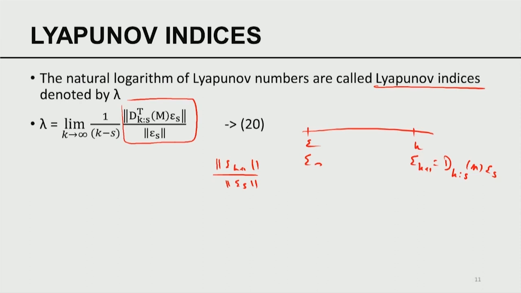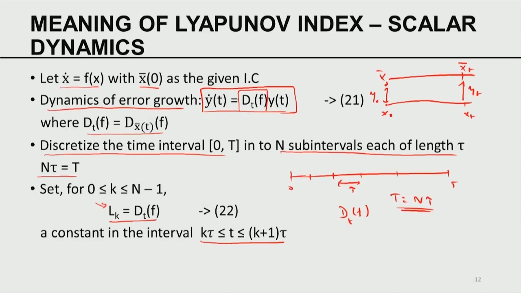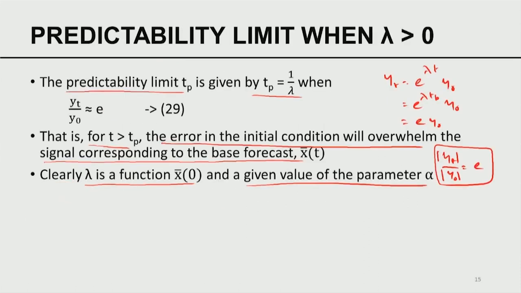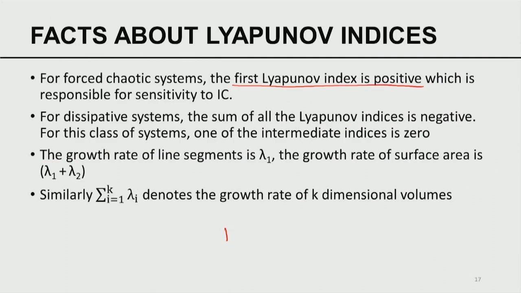So an n-dimensional system has n eigenvalues. N-dimensional systems can have n Lyapunov indices. So if there are n Lyapunov indices, you can talk about the first, second, third, and so on. I'm now going to talk about some of the well-known facts about Lyapunov indices for different types of systems. For a dissipative system, the sum of all the Lyapunov indices must be negative. That's a fact. This can be proven. It is proven in many good books on introduction to chaos theory. For this class of system, one of the intermediary Lyapunov indices is also 0.